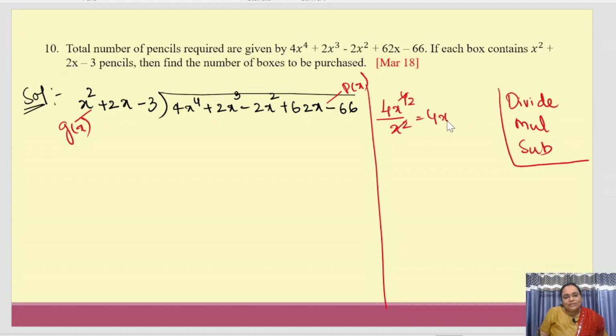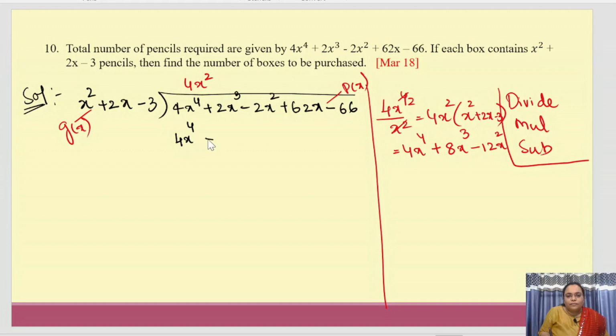You will have 4x square. This 4x square is the first term of the quotient. Then the next step is multiply. You will multiply 4x square with g of x, that is x square plus 2x minus 3. You will get 4x power 4 plus 8x cube minus 12x square. So you will write this here, which is 4x power 4 plus 8x cube minus 12x square.